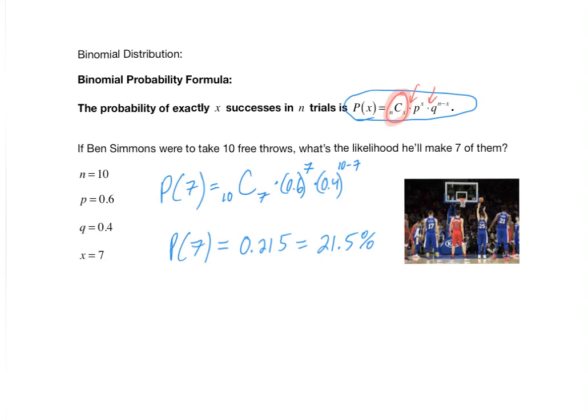Some of you may be thinking, well, what if he made more? Technically for the team, that would be great. So shouldn't the question be, what's the likelihood he'll make at least 7 of them? That is a very legitimate question and it is something that we will address in the next screencast.